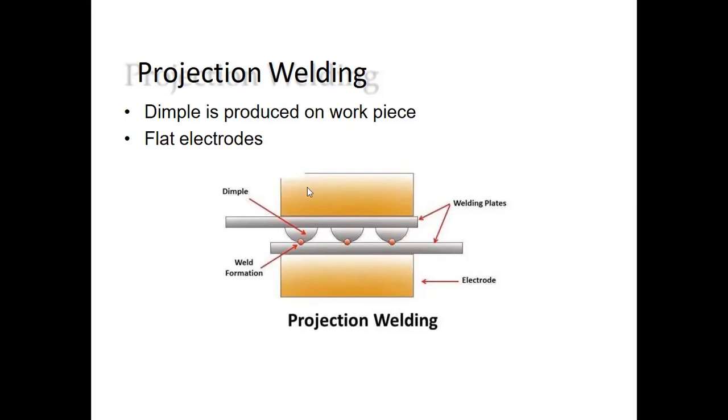As you can see, the flat electrodes are only responsible for bringing these plates together. The passage of current takes place from one plate to the other through these dimples. Wherever a dimple contacts the other plate, a spot weld is created because of the resistance. So this is another type of welding under resistance welding: projection welding.